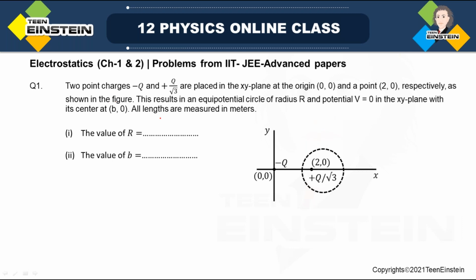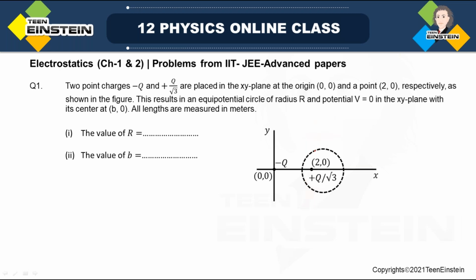So what this problem is saying is that there are 2 point charges. One is minus q, which is at the origin. Another one is positive q by root 3, which is placed at (2,0), that means on the x-axis. Due to the presence of these two charges, there will be a region of equipotential surface.